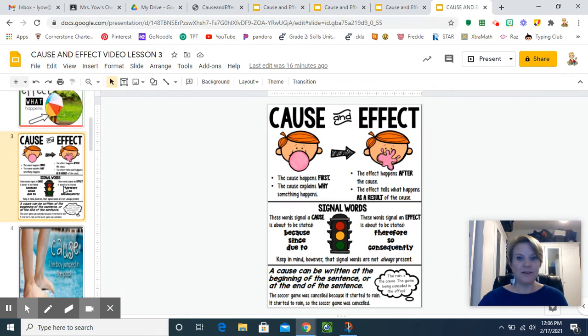All right, and our other anchor chart. So cause is what happens first. The cause always happens first. The cause explains why something else happens. The effect is what happens after the cause. So that means it has to happen next after the cause happens. The effect tells what happens as a result of the cause.